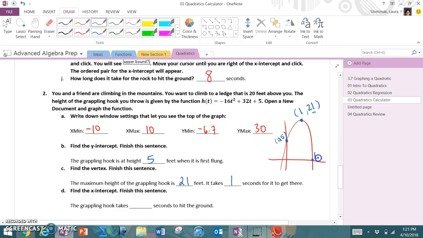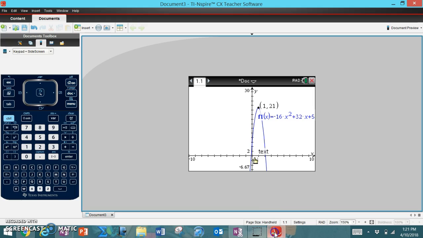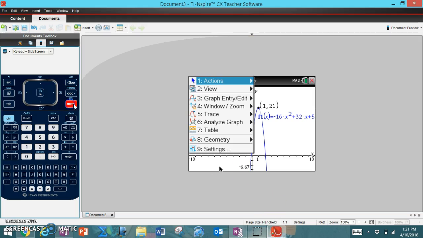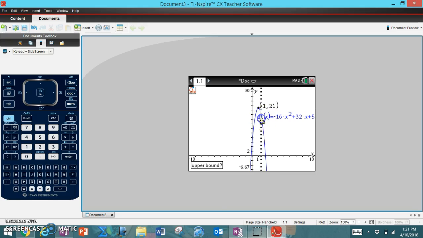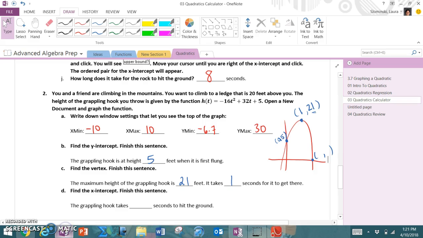Finally, the X-intercept is this last point. So in my calculator, I go Menu again, Analyze, and then X-intercept is the same as a 0. Click to the left, click to the right, and I can see that it's at 2.15. So it says 2.15, comma 0, which means it takes 2.15 seconds to hit the ground.